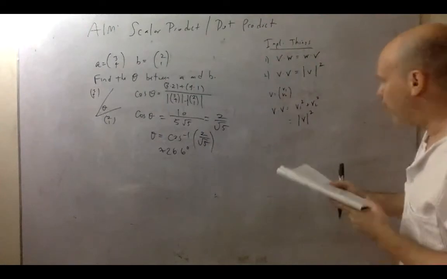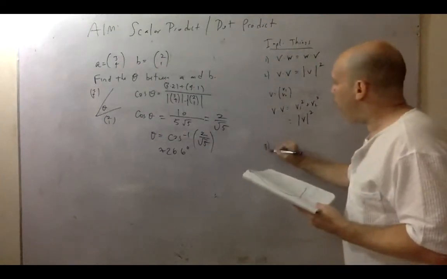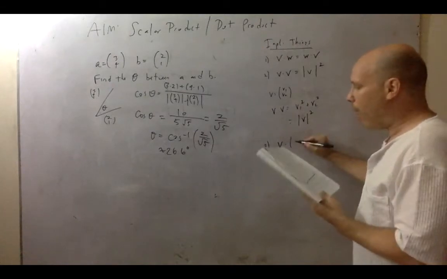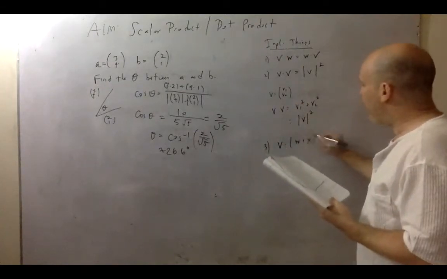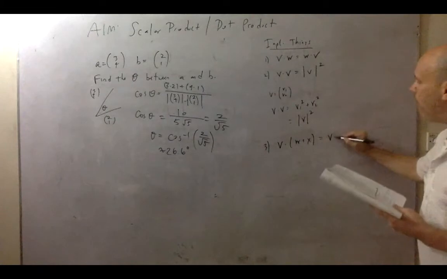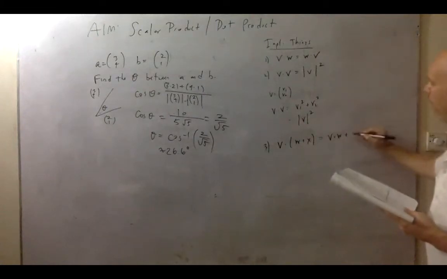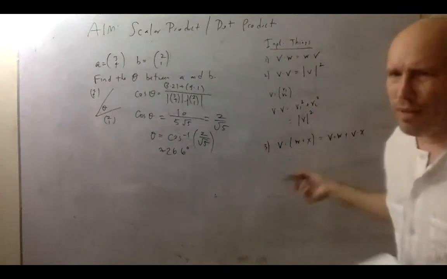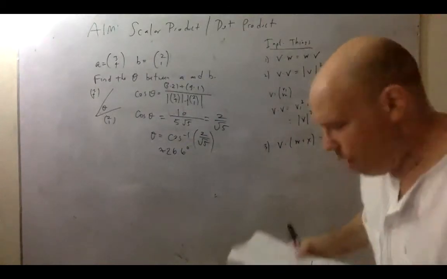Number 3, they want you to know that it works for the distributive property. So if you take the dot product of the sum of 2 vectors, it's like taking the dot product with each of the vectors. And algebraically, you can figure that out on your own. That might show up, probably not.